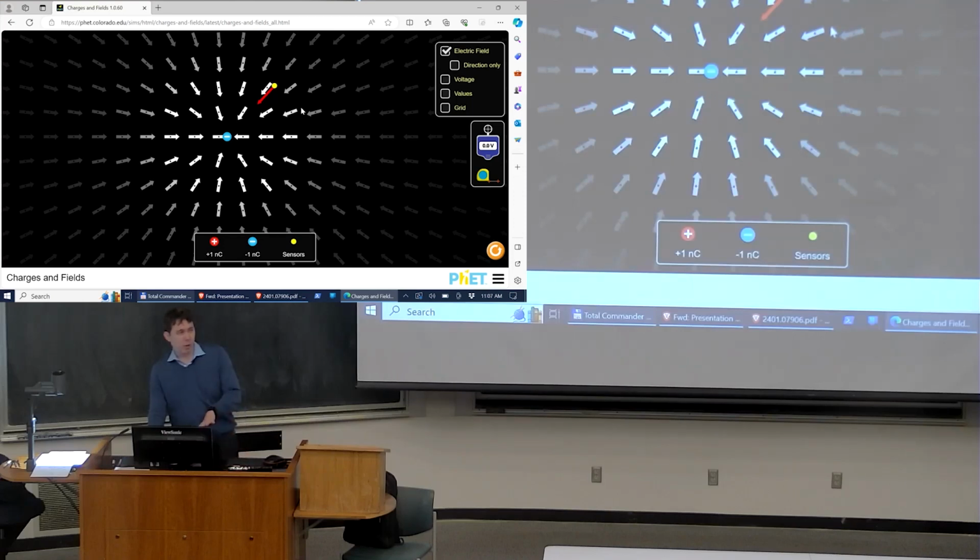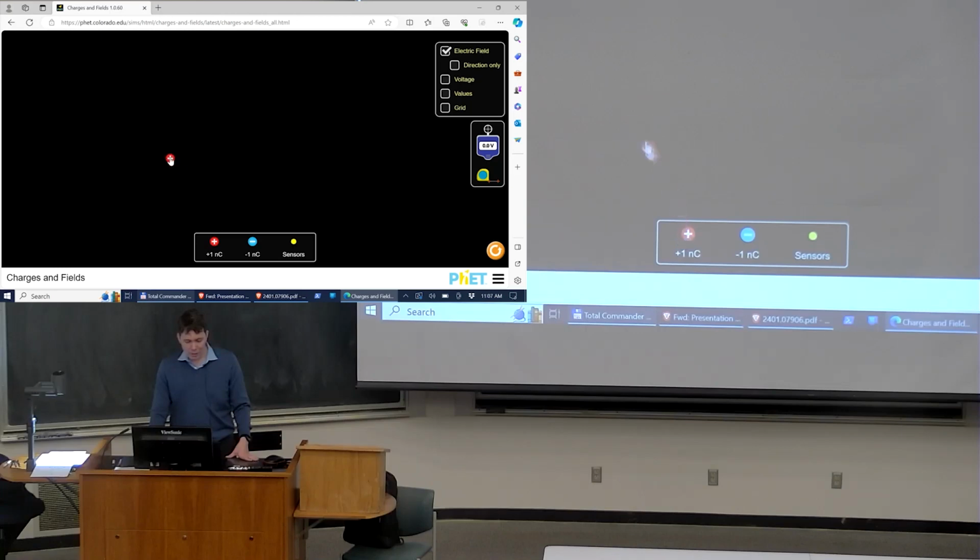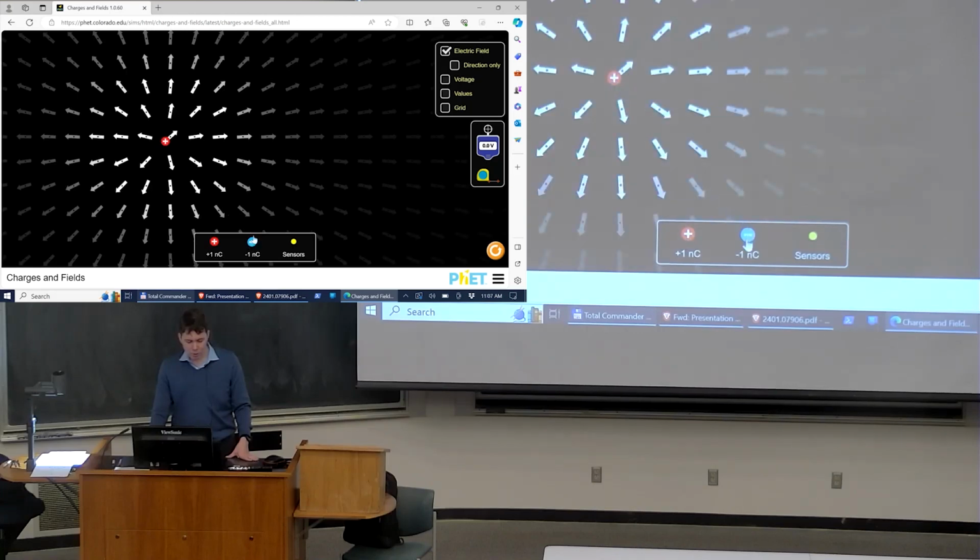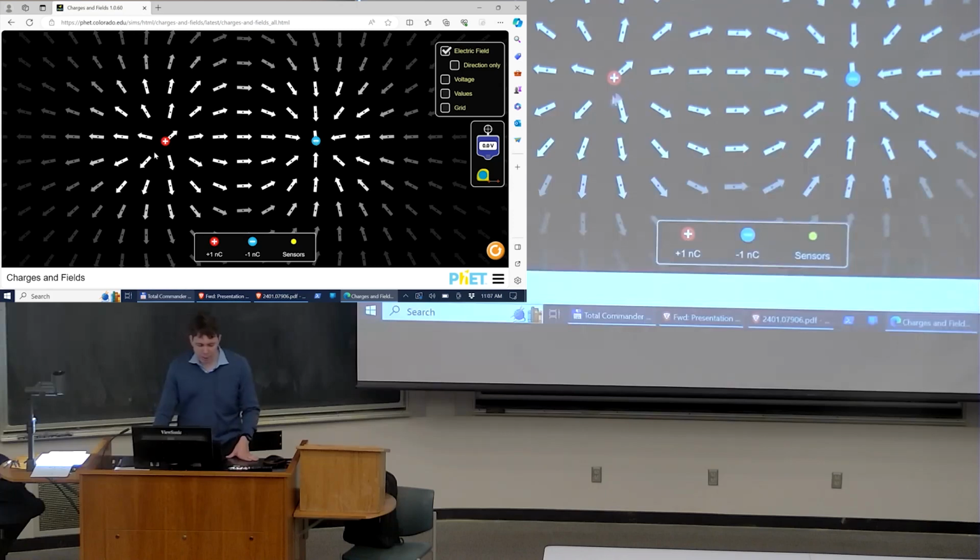So that's the electric fields of point charges, positive and negative. We can consider more sophisticated configurations, say one positive, one negative. And that's what the field around it is going to look like. And this configuration of a positive and a negative charge is called a dipole.